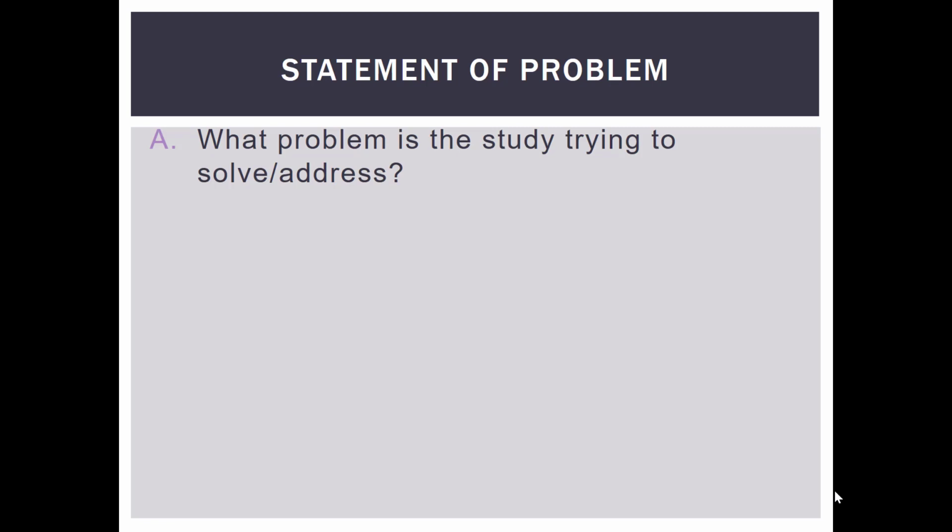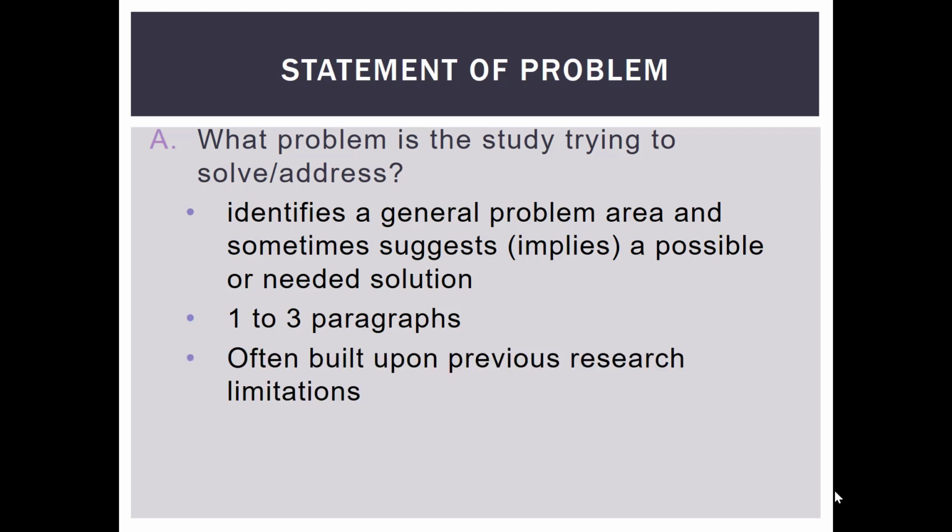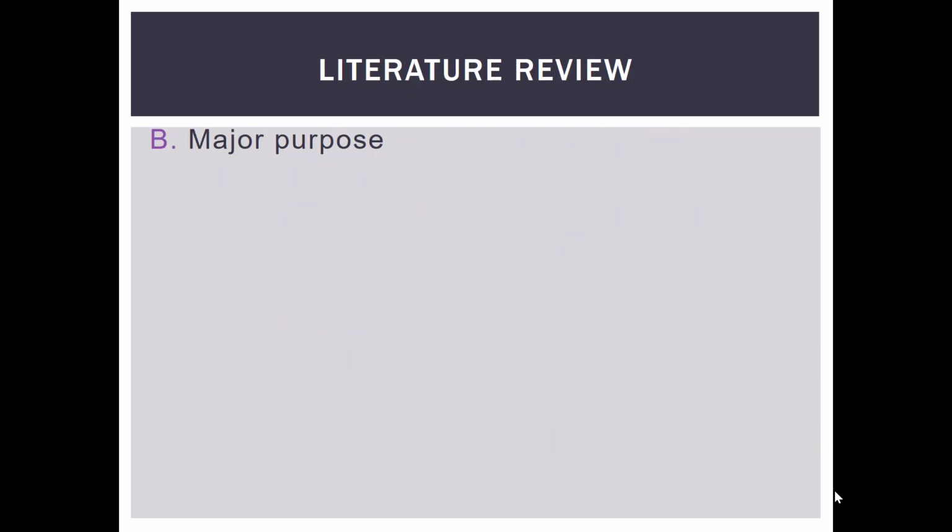Introductions include a statement of the problem. So what problem is the study trying to solve or address? Identify a general problem area and sometimes suggest or imply a possible needed solution. This usually can be accomplished in 1 to 3 paragraphs and is often built upon previous research limitations. You want to gain your reader's attention in the very first paragraph.